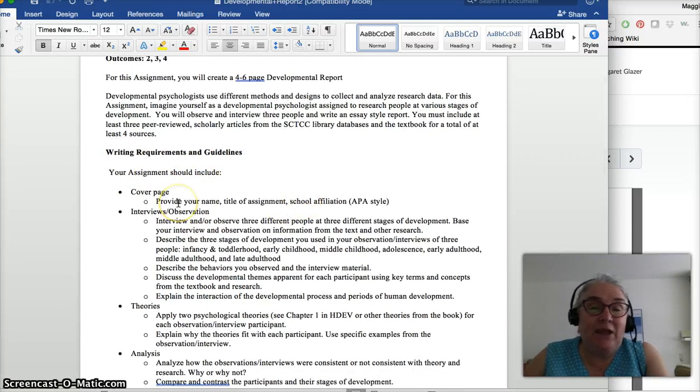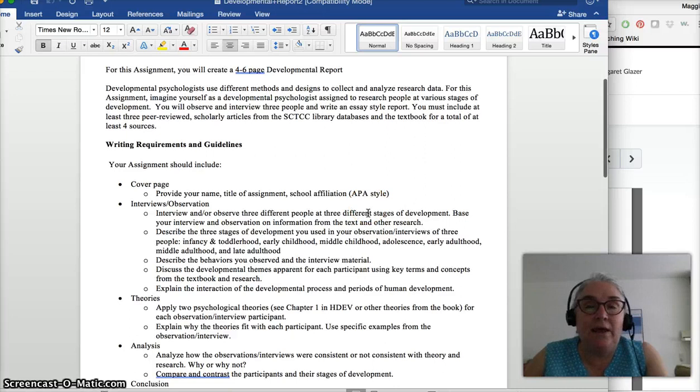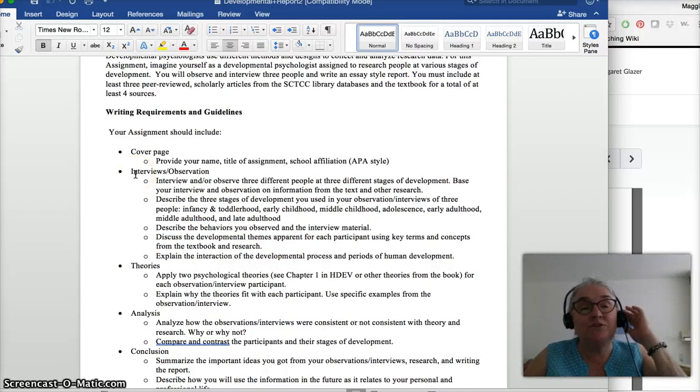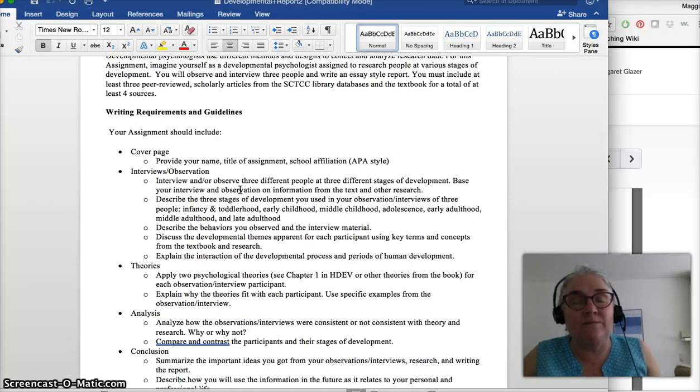It'll include a cover page, which is APA style. And I'll show you where you can get some samples of that to look at. Basically, what you'll do is interview or observe. Observe in the case of an infant, of course, you can't interview an infant or a toddler. 3 different people at 3 different stages of development. So you might take your brother who's 16, an adolescent. You might take your mother who's 50 in middle adulthood, and you might take your grandma who is 65 in later adulthood. So those are 3 different people, 3 different stages of development.